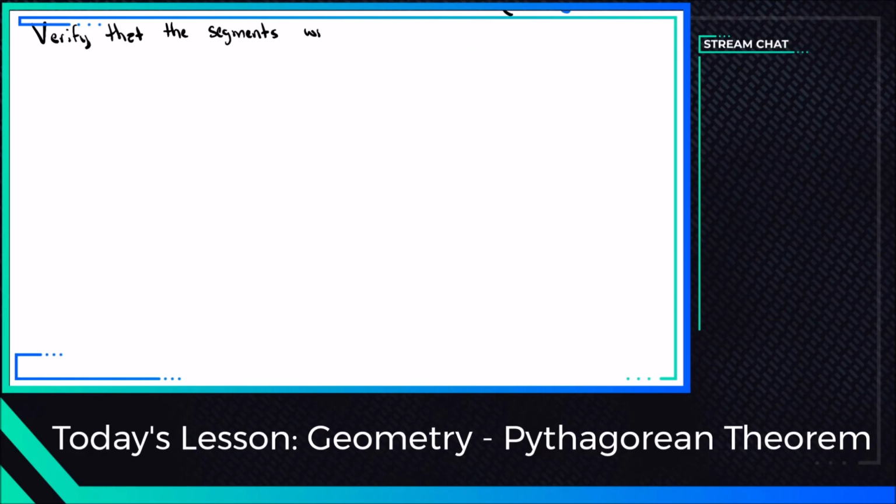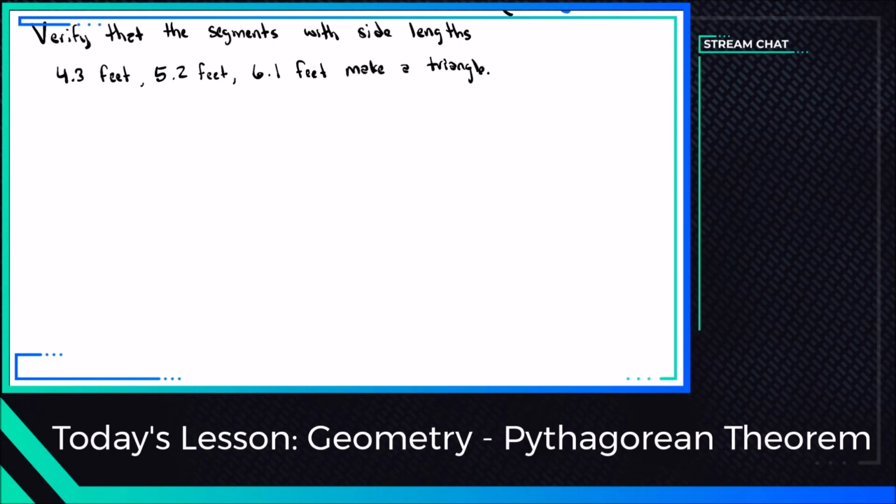With side lengths 4.3 feet, 5.2 feet, and 6.1 feet make a triangle. And then furthermore, after you verify that, we want to see what type of triangle it is. So is it acute, right, or obtuse?